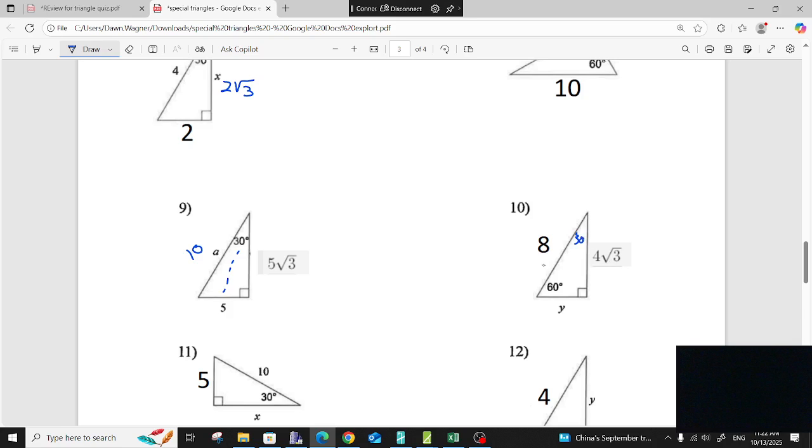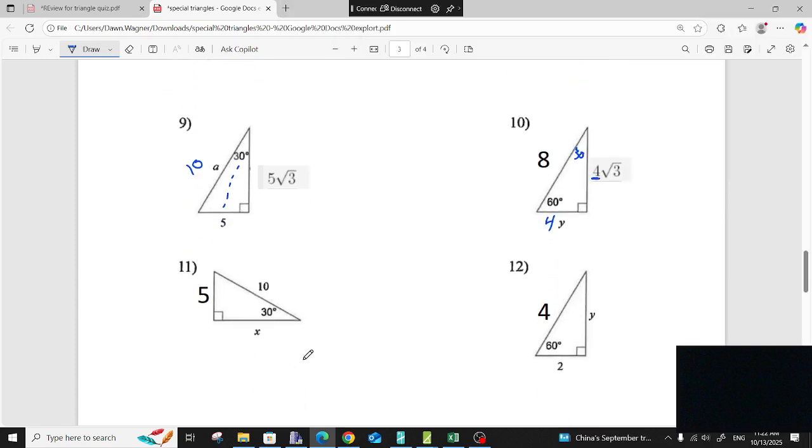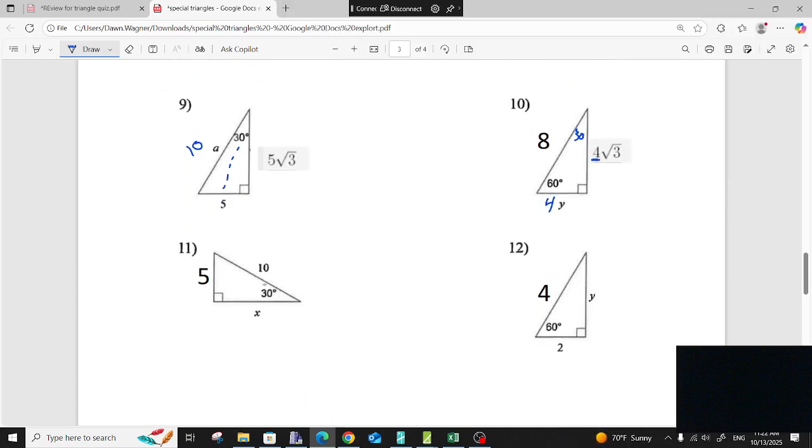I have 4 square root 3 and I have 8. The shorter side is going to be 4. It's either you pull it from here or you just divide 8 by 2. What's half of 8? 4. So this is 4. Across from the 30 is 5. Across from the 90 is 10.